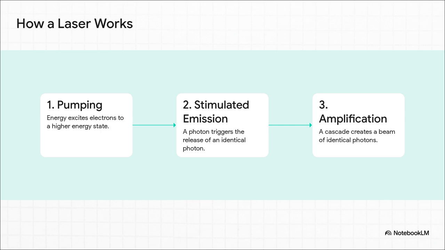You zap a material with energy to kick a bunch of its electrons up into a higher excited energy state. Then comes the quantum magic, stimulated emission. A photon with just the right energy comes along, and instead of getting absorbed, it coaxes an excited electron to fall back down. When it does, it releases a second photon that is a perfect identical clone of the first. This new photon then does the same thing, creating a cascade, an avalanche of identical photons.